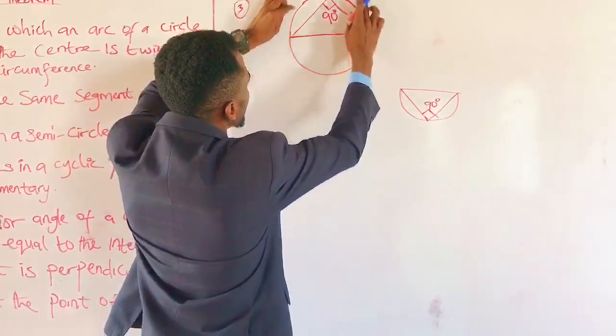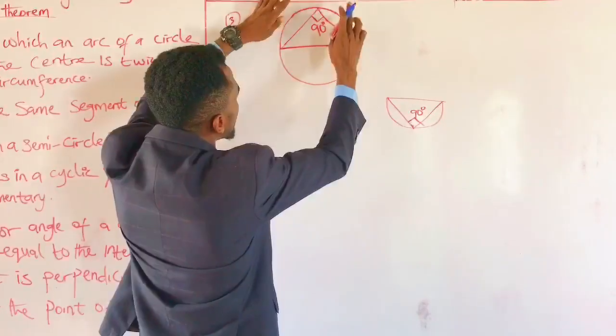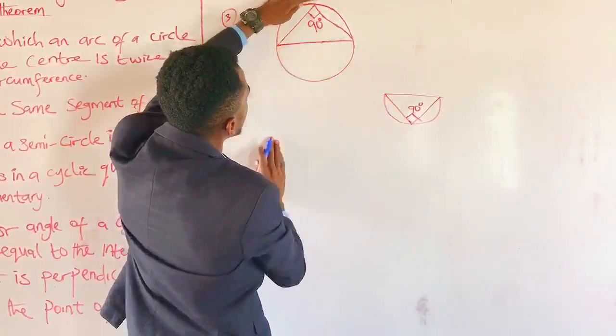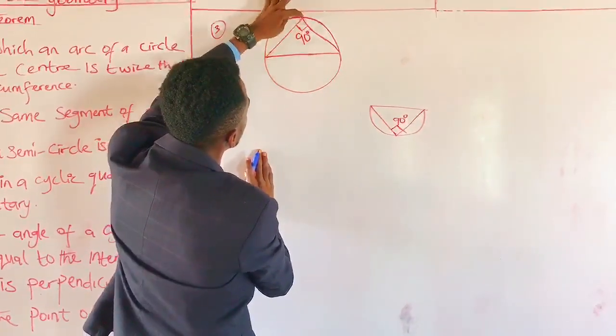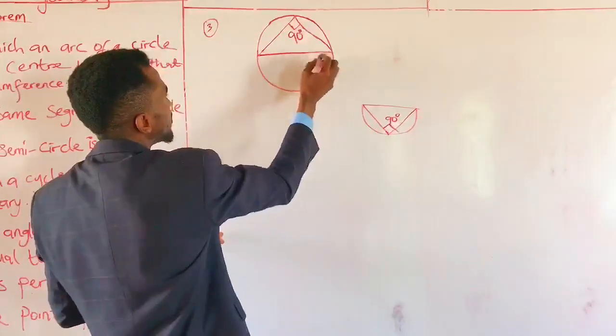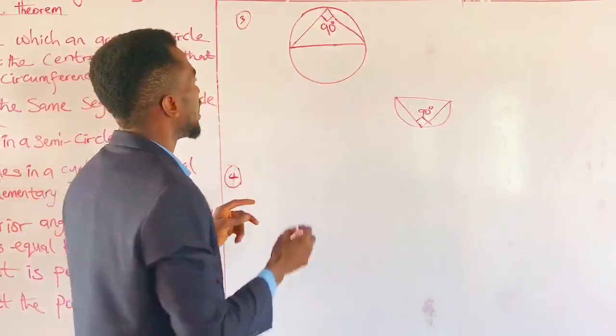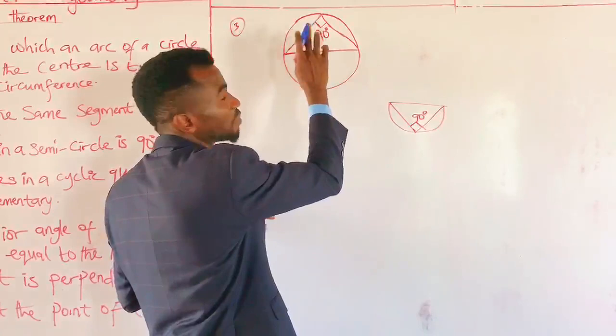We are taking this part and we say angle in a semicircle. So this is the semicircle, half of the circle. Angle in a semicircle is 90 degrees. This is the point you are talking about. This is our 90 degrees. Angle in a semicircle. We can also channel it back to the first law. We say that the angle subtended at the center is twice the one at the circumference.